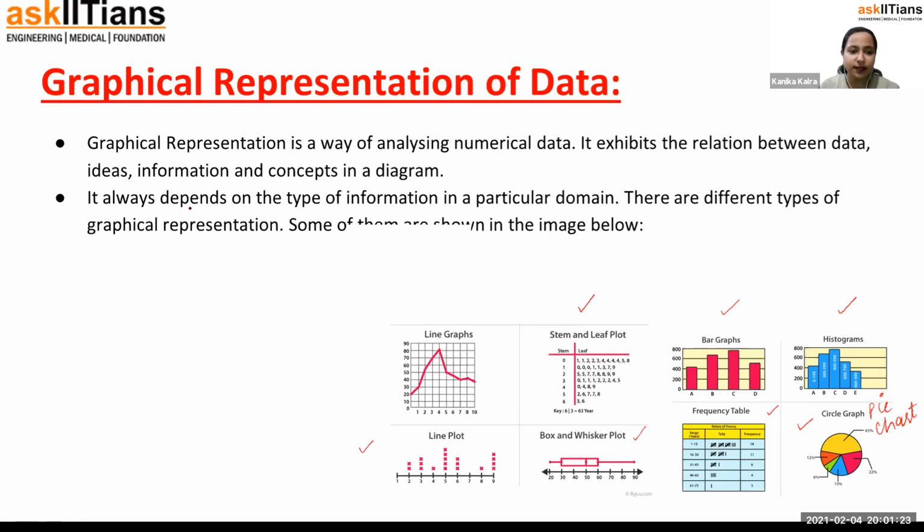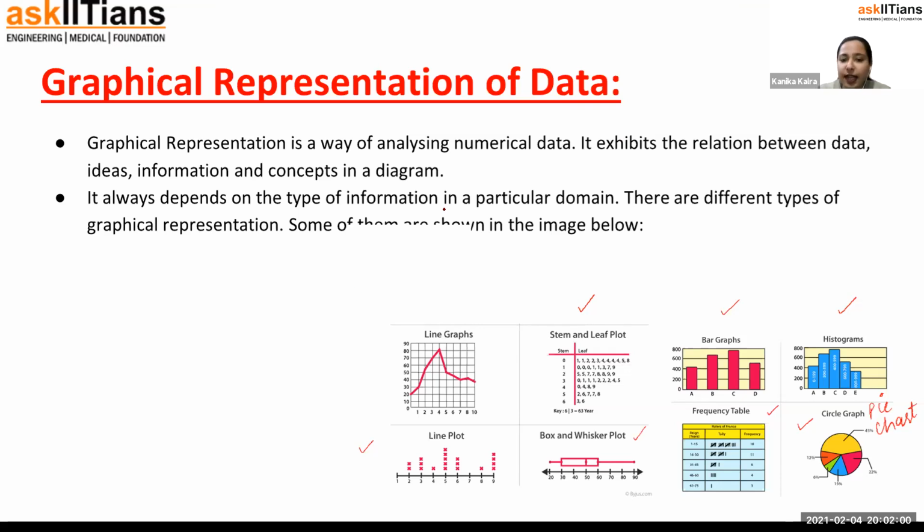So let's read the statements. Graphical representation is a way of analyzing numerical data. It exhibits the relation between data, ideas, information, and concepts in the form of diagram. As we know, this is human tendency. When you look at something, it gets printed in your mind and it is easy to recall those things, right? So we represent the data in the form of diagrams. That is known as data handling, or those are known as graphs basically.